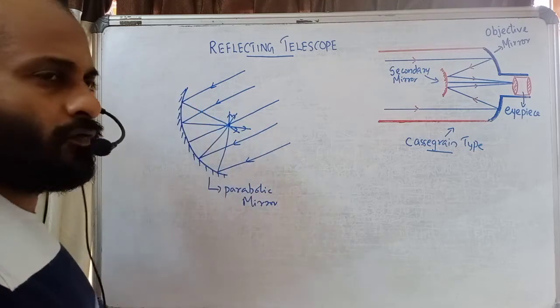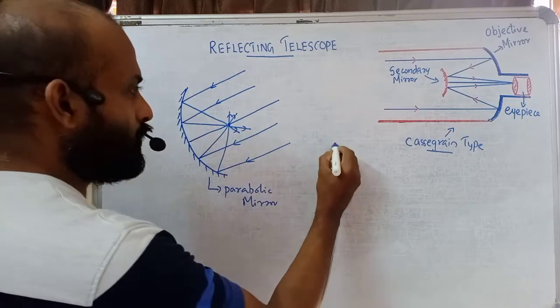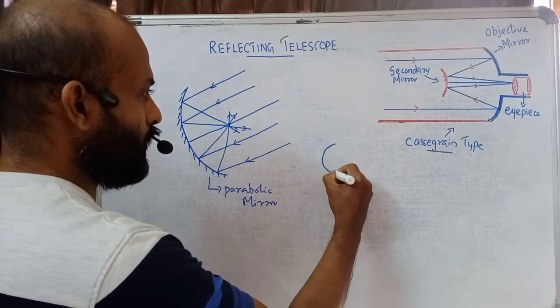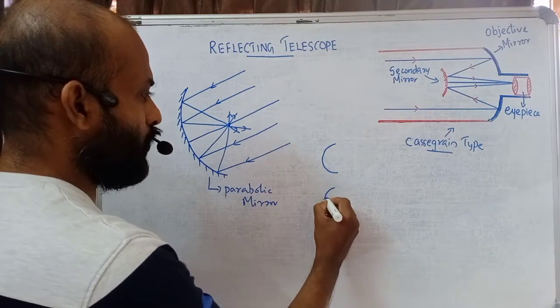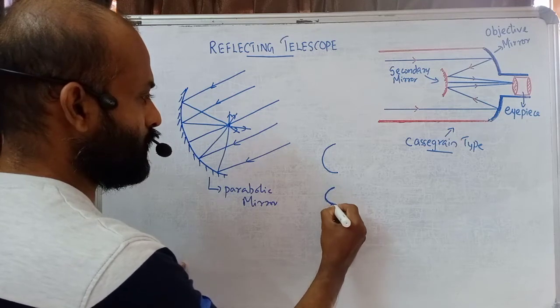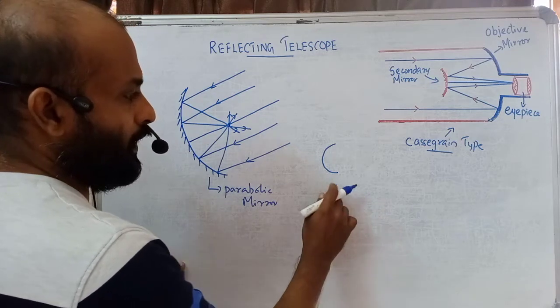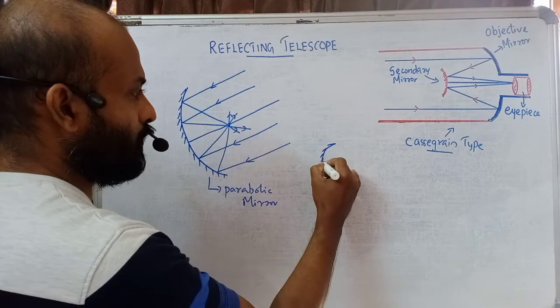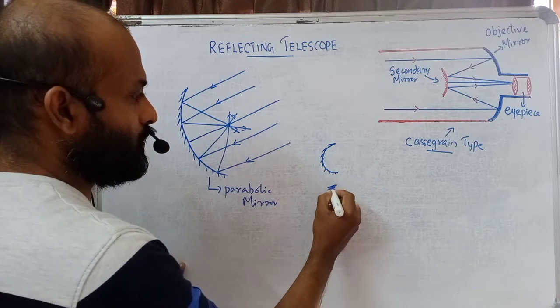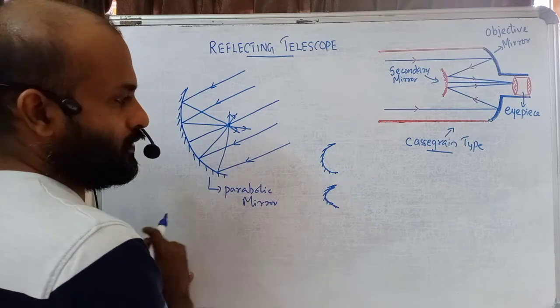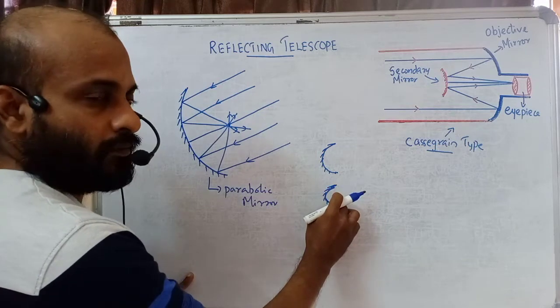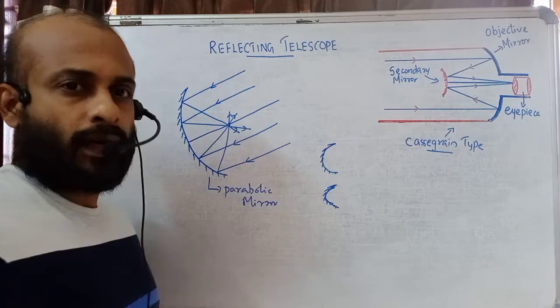What's the difference between a parabolic and a spherical mirror? A spherical mirror is actually a part of a sphere. Parabolic means it is more curved, like this. This is a parabolic mirror, and this is a spherical mirror. That is the main difference: the parabolic one is more curved inside.